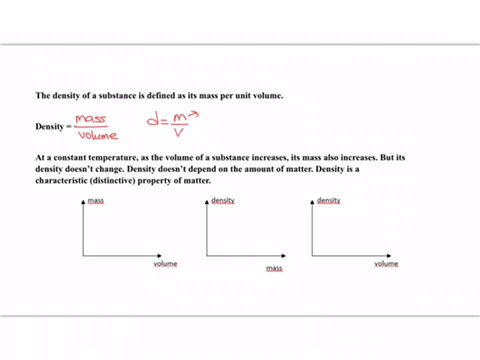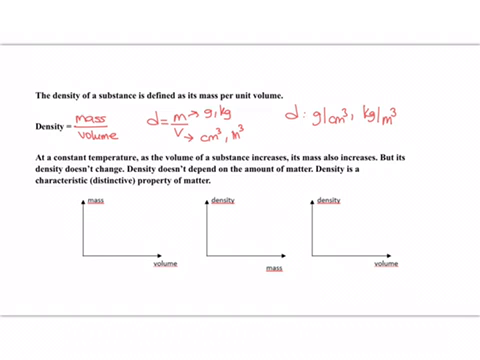We take the mass in gram or kilogram, and we take the volume as cubic centimeter or cubic meter. So we find the density in gram per cubic centimeter or kilogram per cubic meter.